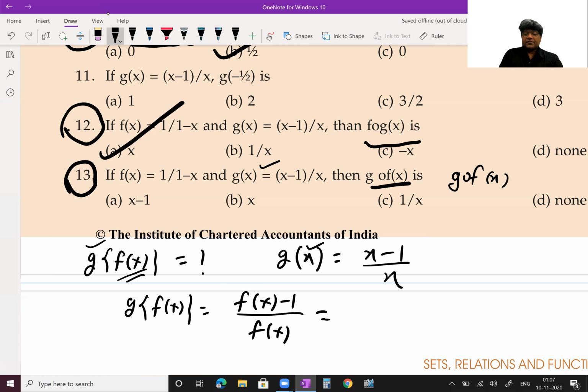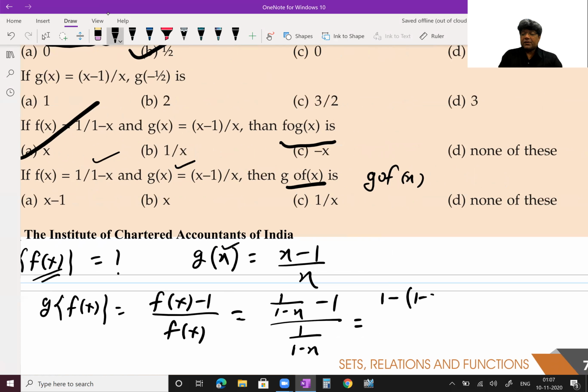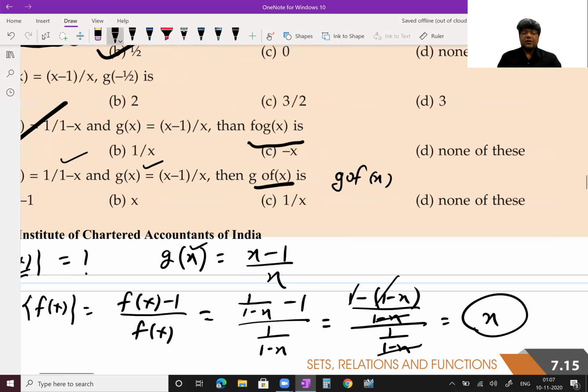What is fx? fx is given as 1 by 1 minus x. So 1 by 1 minus x minus 1 by 1 by 1 minus x. That is equal to LCM 1 minus 1 minus x, by 1 minus x by 1 by 1 minus x. This and this cancelled. Finally, here this 1 cancelled, minus minus plus x. So this is also equal to x only.